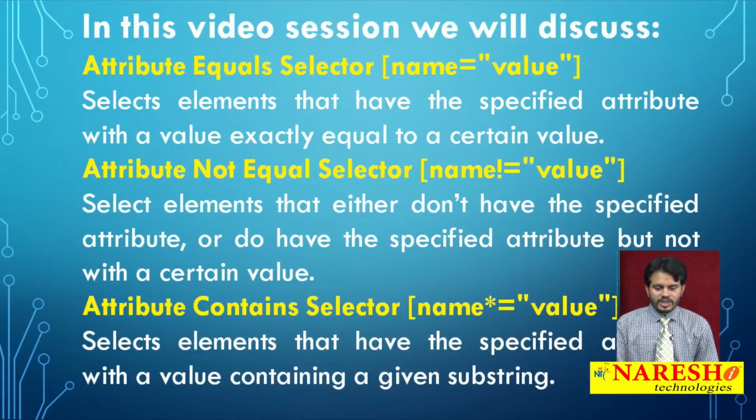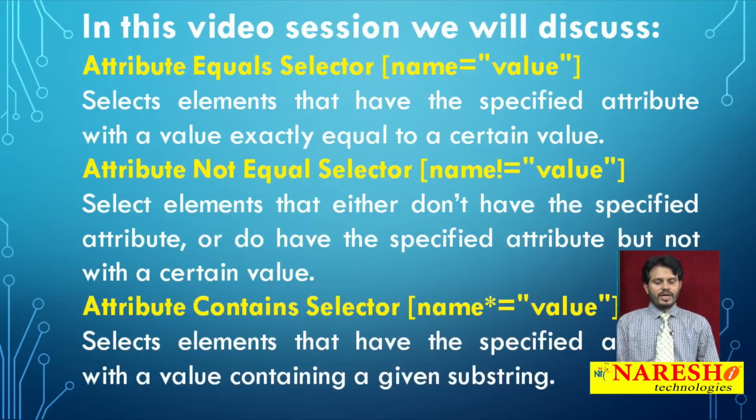One is the attribute equal selector. If you specify an attribute name, any attribute name, it could be title, ID, name, or alt, of any HTML element, in a square bracket you write the name of the attribute equals, in double or single quotation marks, its value. It means select the elements that have the specified attribute with a value exactly equal to a certain value that we have specified.